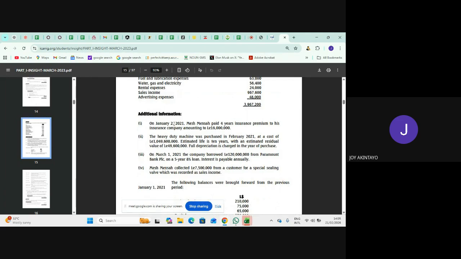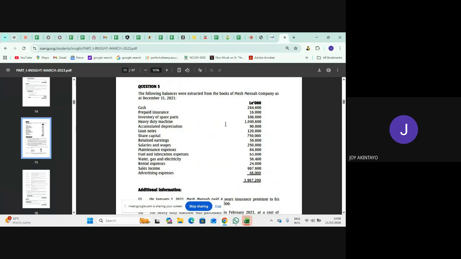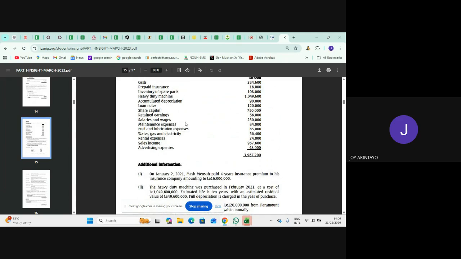They said on 2nd of January 2021, Mesa paid 4 years insurance premium to his company amounting to 16 million naira. And then we have a prepaid insurance here, a prepaid insurance at the end of the period. We need to determine the insurance for the period. Are we together? And then we are being told that the amount of insurance paid is actually for 4 years.